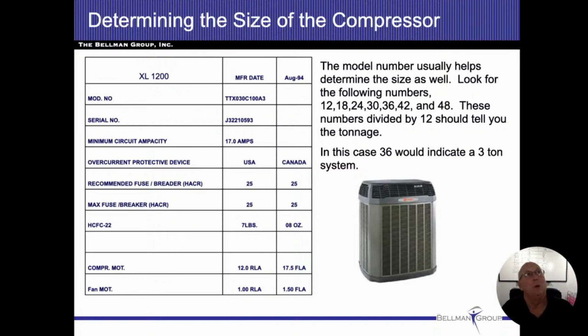All right. So full load amps is usually going to be the charge or the startup power that it's going to use. So this data plate is telling me when it starts up, it should be somewhere around 17.5 amps. After it's running, it should be running at somewhere around 12 amps. I take that plus the fan motor RLA, that gives me 13.